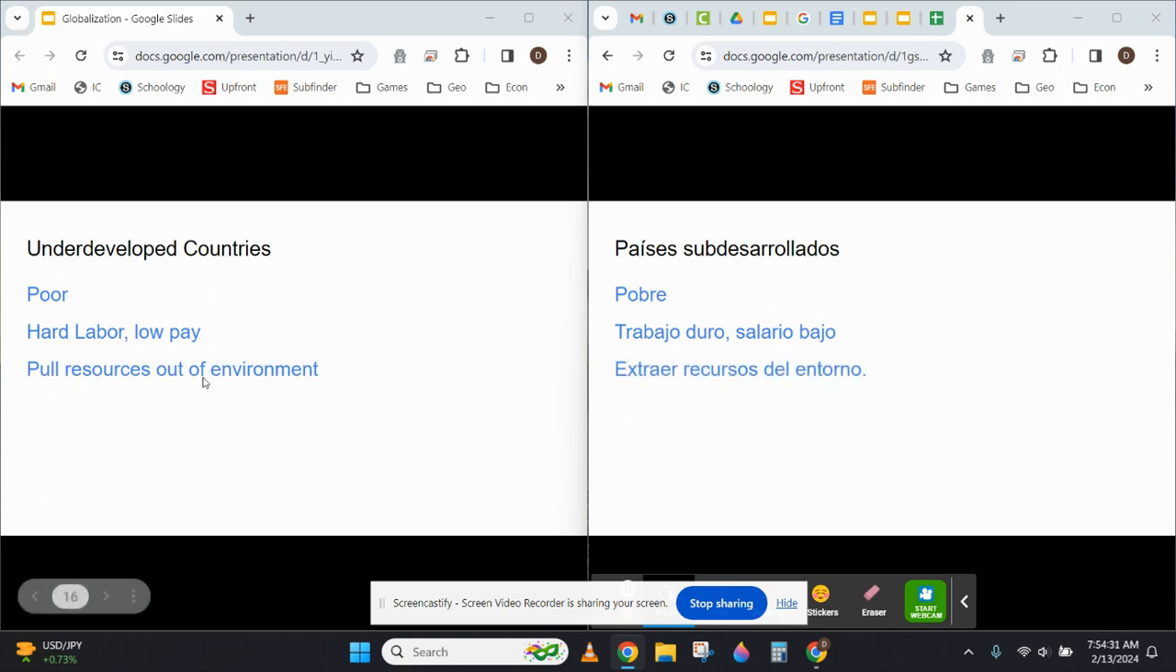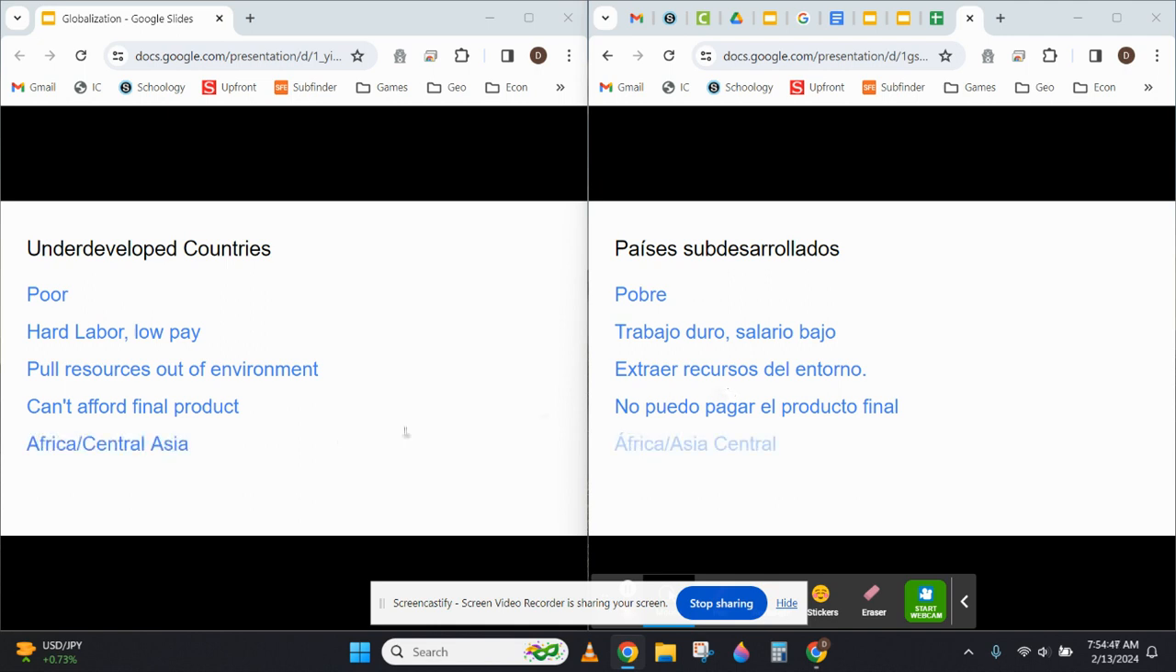They pull resources out of their environment. They destroy their environment to do it, poison their water, poison their air, kill their own people, all this stuff to make very little money off the resources they're collecting. And in the end, most of the people cannot afford the final product. This tends to be in places in Africa and Central Asia.